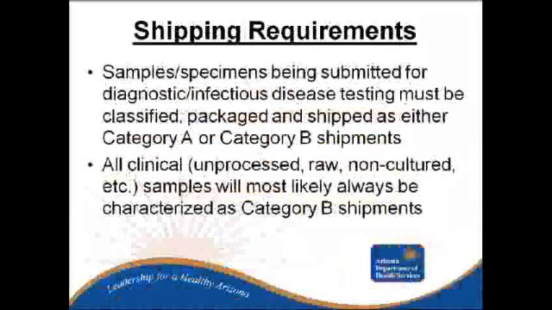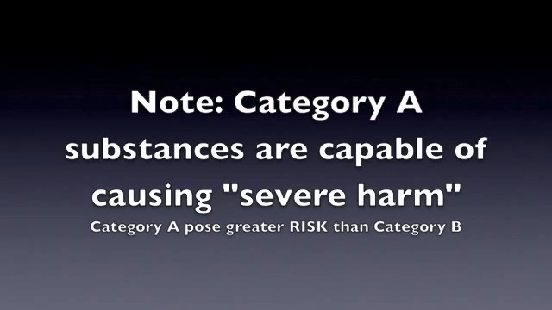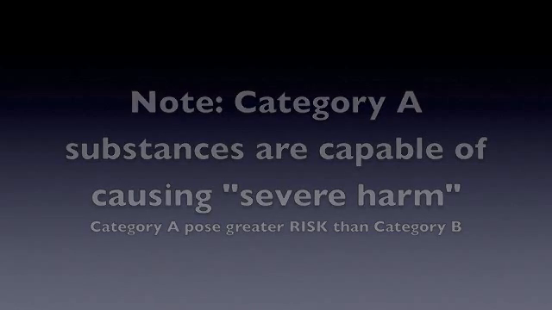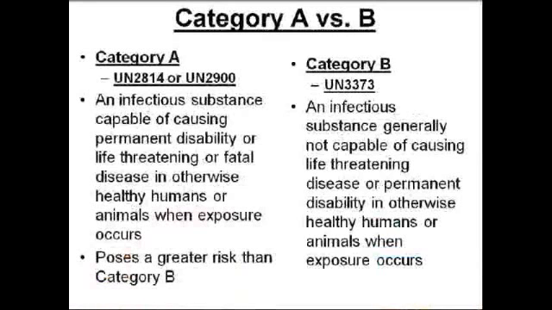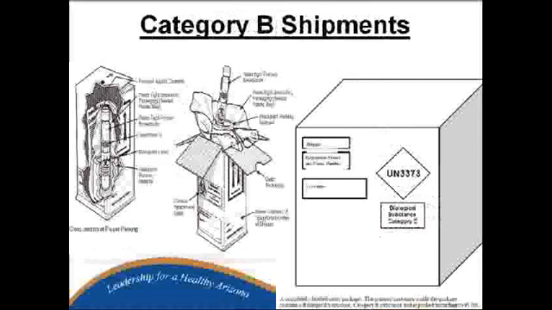So samples or specimens being submitted to the state health laboratory for diagnostic or infectious testing must be classified, packaged, and shipped as either a Category A or Category B shipment. Category B substances are generally not capable of causing life-threatening disease or permanent disability in otherwise healthy humans or animals when exposure to them occurs. There is a list of Category A agents if you are in question of your organism.